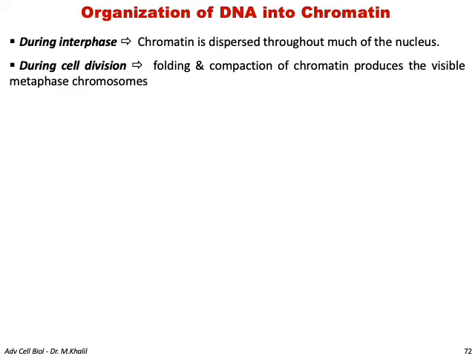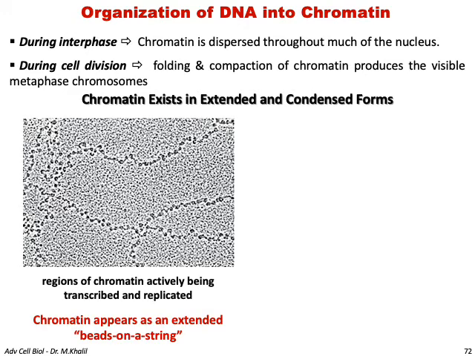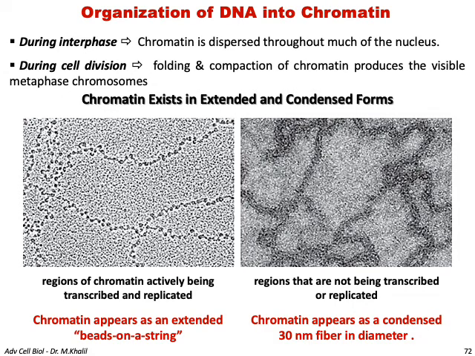During interphase, chromatin is dispersed through much of the nucleus. During cell division, folding and compaction of chromatin produce the visible metaphase chromosome. So chromatin exists in extended and condensed forms. You can see here the figure shows regions of the chromatin actively being transcribed and replicated because it's loose chromatin, it's not condensed. So here chromatin appears as extended beads on a string, while in this case the regions that are not being transcribed or replicated look like a thicker structure due to condensation, and here the chromatin appears as a condensed 30 nanometer fiber in diameter.